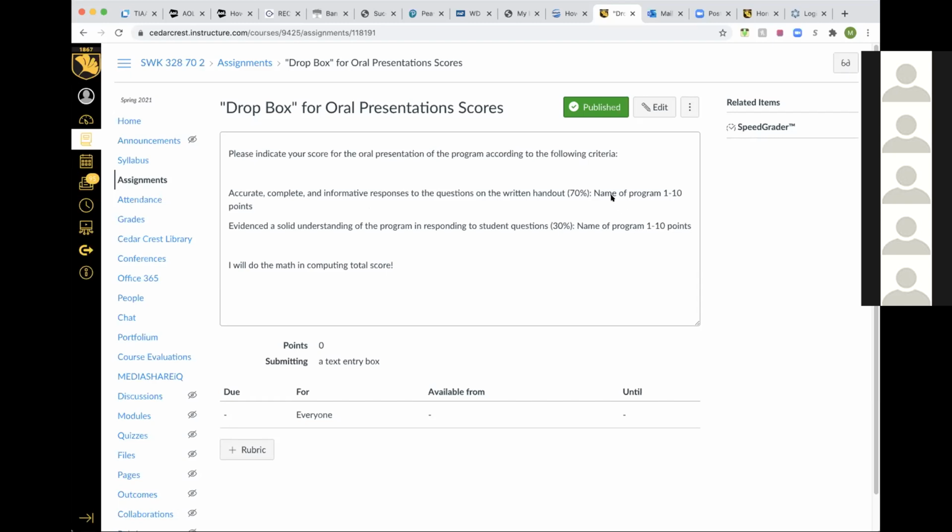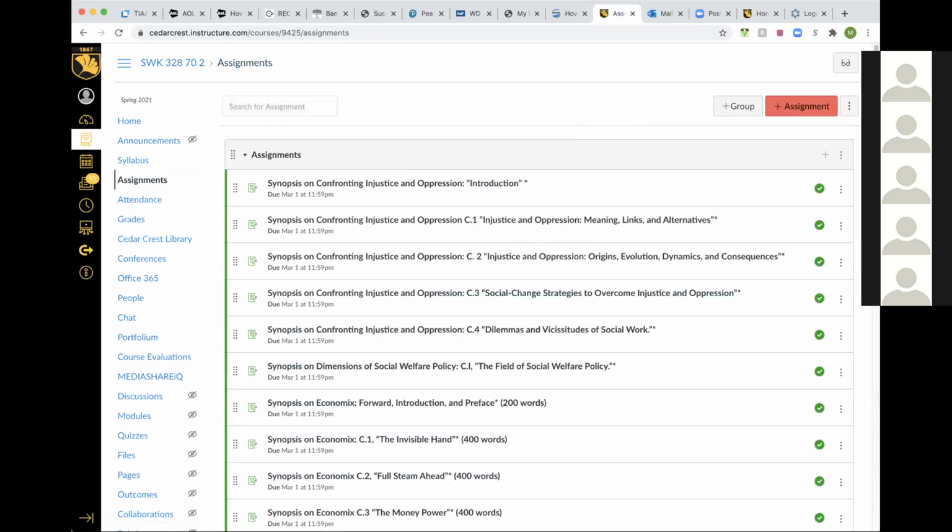So don't worry about, do we do the 70%? No, just enter your scores. I will do the math and compute the total score. So each week you just indicate the program and your score for each one in the Dropbox, and I will take it from there. Any questions? Any answers? Okay, well, moving right along.